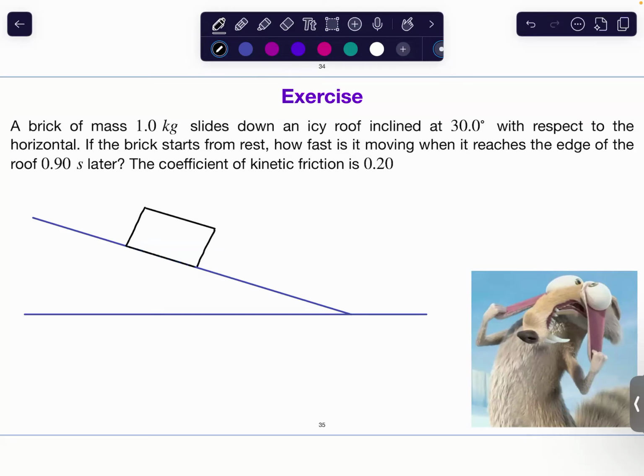So we have our brick on the slope. Now, remember the gravitational force is going to point straight down. Normal force is going to point straight out, perpendicular to the surface.